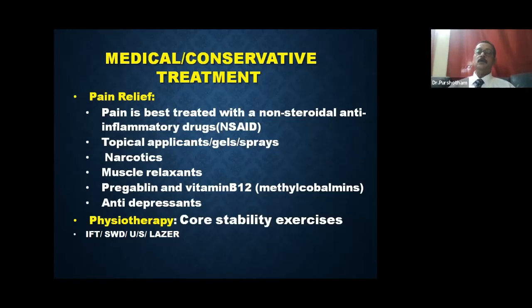I don't use gabapentin. I use pregabalin, one of the vitamin B derivatives, along with vitamin B12 methylcobalamin. I don't know how this pregabalin works here. I think this pain is not just a nociceptive pain, what happens in trauma or other injuries. This is a neuropathic pain. So pregabalin is best, like Neurator or whatever brand name it is available, which is quite useful.